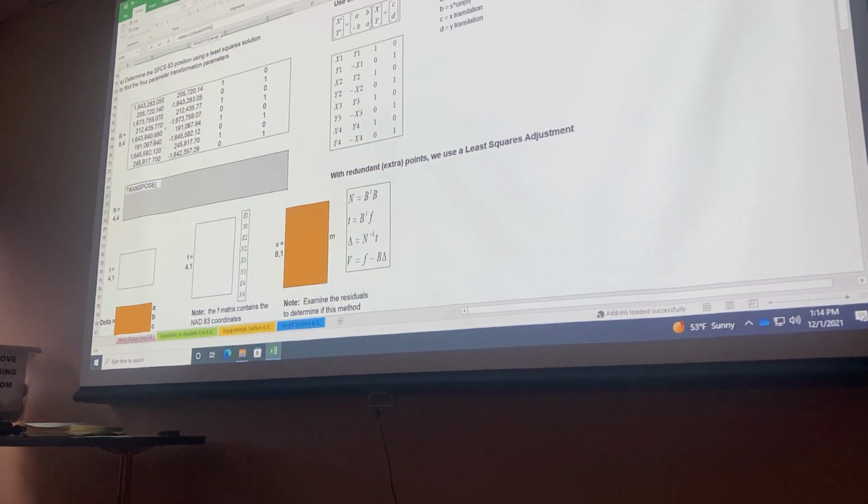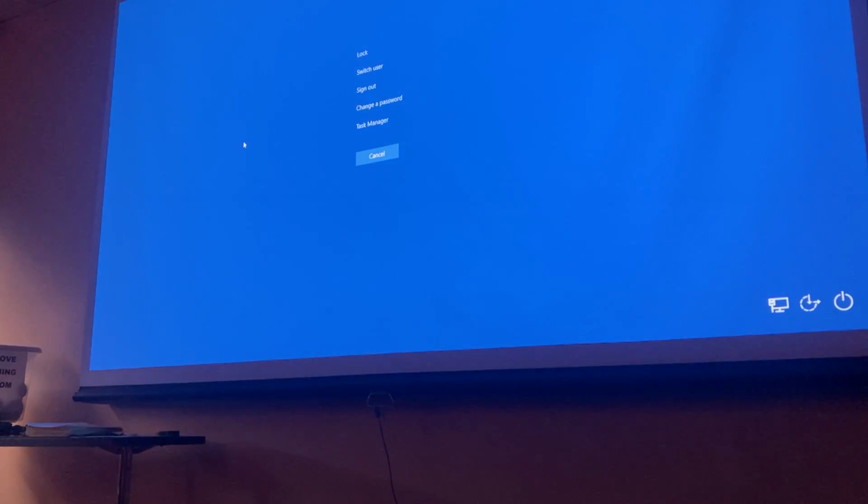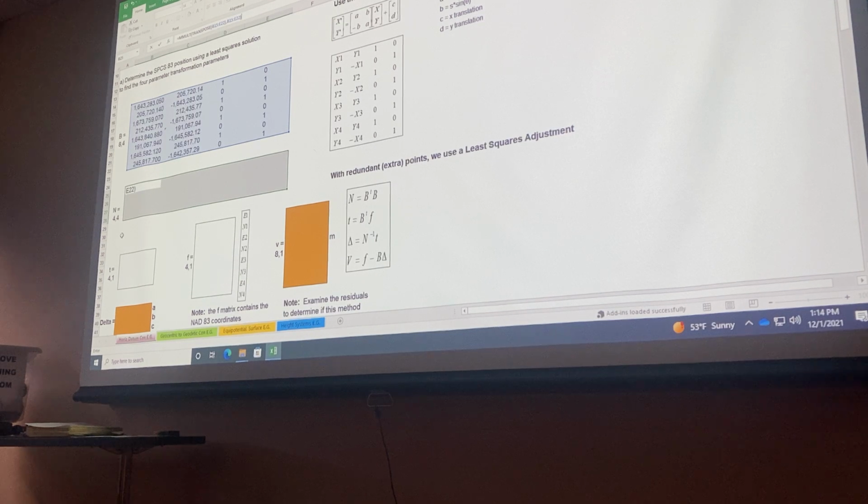Transpose of, and we highlight the B matrix, closing parenthesis, and multiply B transpose times B. Closing parenthesis, and then what's the magic key sequence? Control Alt Enter, unless you have the newest version of Excel. Oops, actually I said that wrong. It is Control Shift Enter, isn't it? Yeah, there we go.